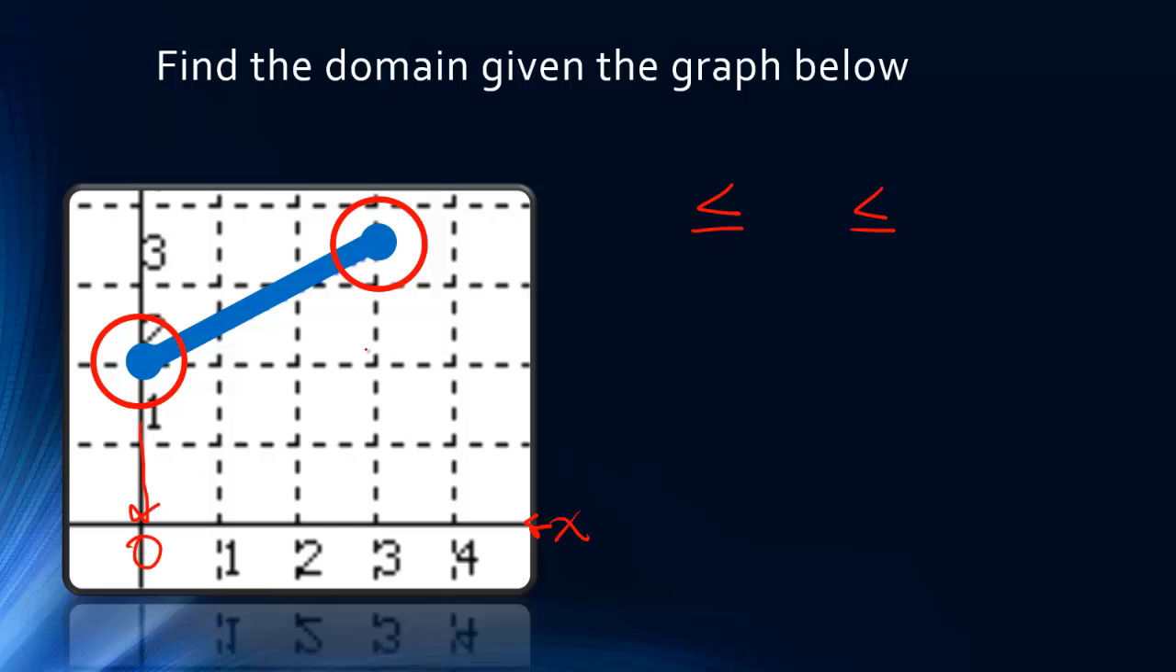Well, x is 0 there, and x is 3 there. So your smaller number is always going to be on the far left, and your larger number is always going to be on the far right. And you're just going to plop x in between, so you can say the domain is x is greater than or equal to 0 and less than or equal to 3.